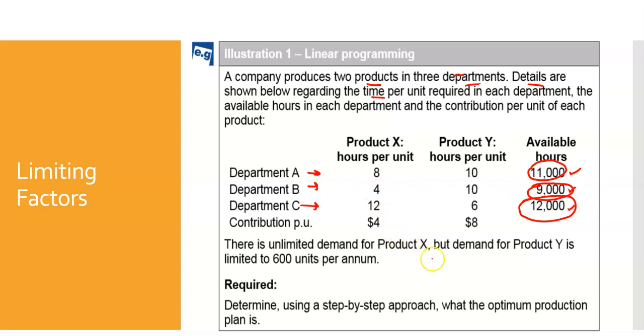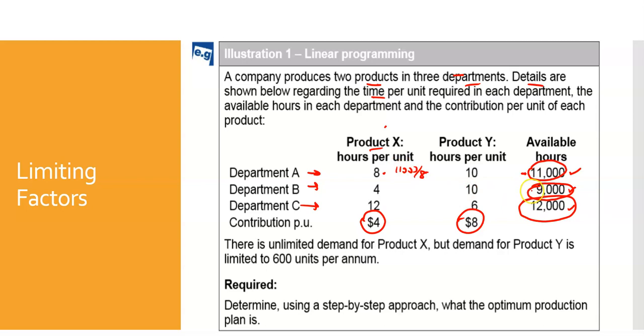So we need to first of all just understand here. We see that we can make £4 on every unit of X, and we can make £8 on every unit of Y. So the options really are, just to show you what I'm saying here, I could choose just to make product X. If I choose to use product X, I'm going to use all this time on product X. So that would be technically 11,000 divided by 8.